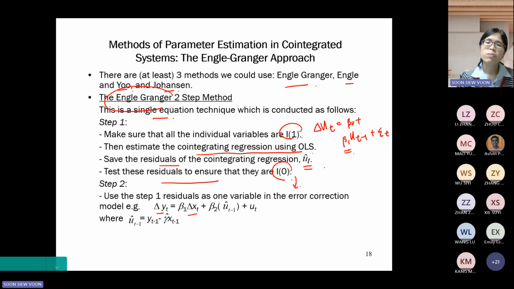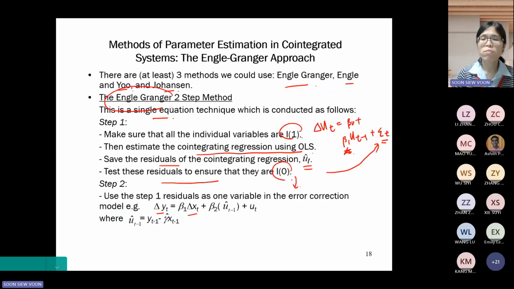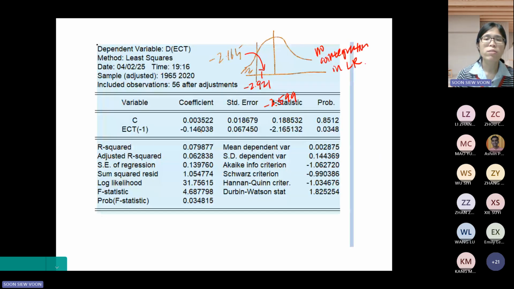No, sorry, it's not beta 1. It's test this one, the residual, right? Test the residual. Sorry for this one. I don't think it's this one. I think it's testing for the beta 1. Testing for the beta 1, right? Yes, testing for the beta 1. Sometimes I also get confused by that.